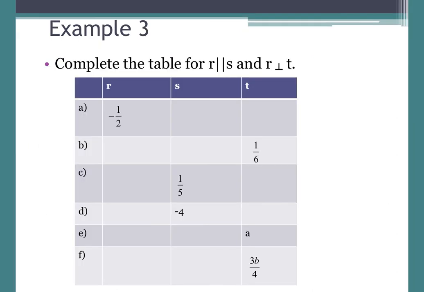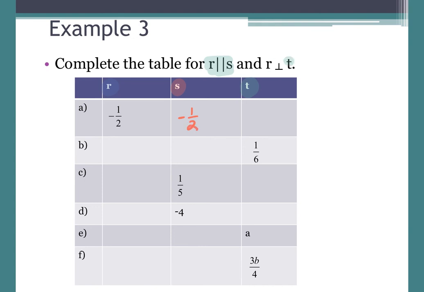All right, so this is just completing a table. On the left, it's giving you the slope of line R. In the middle, it's the slope of line S. And on the right, it's the slope of line T. In the directions, which is obviously important, it says R is parallel to S. So what's the relationship between the slopes of R and S? They're the same. So if I'm given negative 1/2 for R, then I also have negative 1/2 for S.